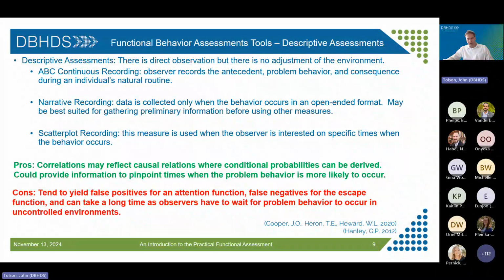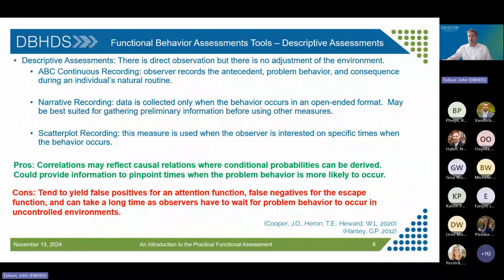When using narrative recording, data is collected only when the behavior occurs and is noted in an open-ended format. This may be best suited for gathering preliminary information before using other measures. Think of observing the individual and recording everything that the person does.